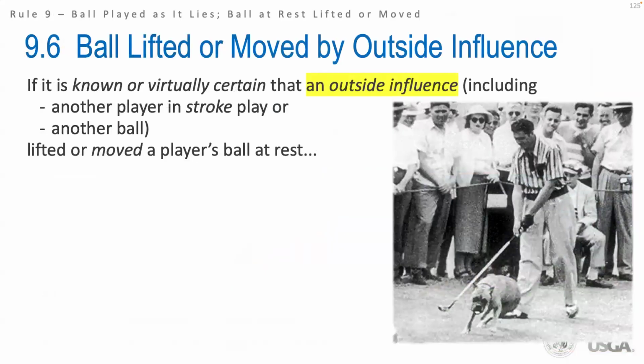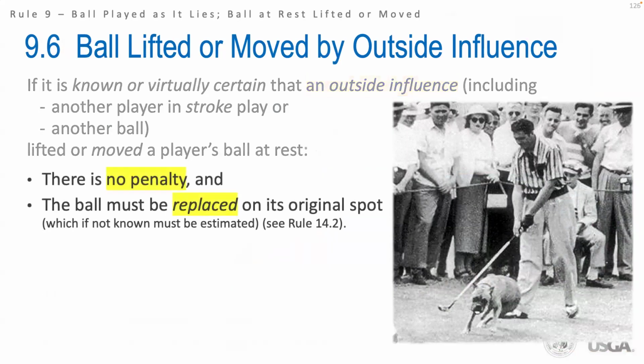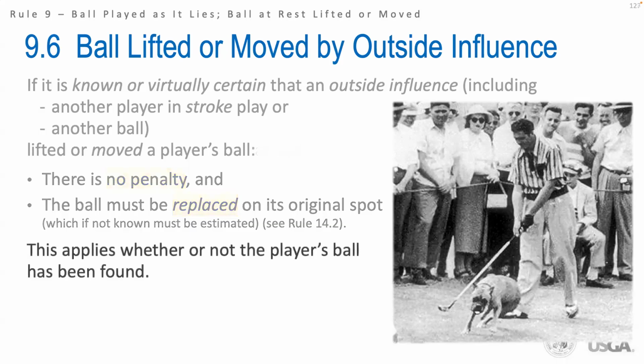So getting back to the rule, if it is known or virtually certain that an outside influence, including another player in stroke play or another ball, lifted or moved the player's ball at rest, there is no penalty and the ball must be replaced on its original spot. So we can't just go around penalizing the dog or the iguana or the seagull. Like, what's the point in that, right? So there's not going to be a penalty. The player is not causing it to move. So we just want to, again, make sure we get it back on its original spot.